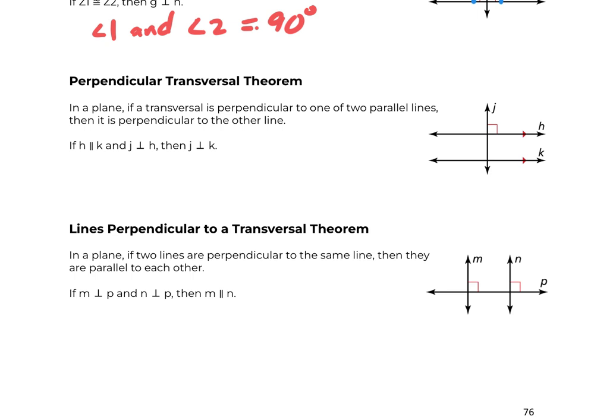Okay, perpendicular transversal theorem. So this is where this ties into what we've been doing. Okay, H and K. What do we know about H and K right now, looking at the picture? They're parallel, right? We see these two arrows. That means these two lines are parallel. Okay? J, what is J right now? What could we say about J? What do we notice in the picture? J is what?